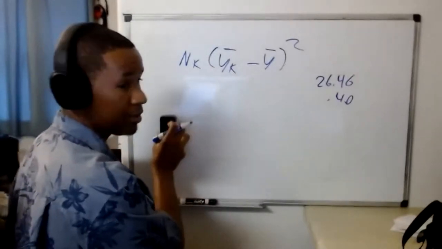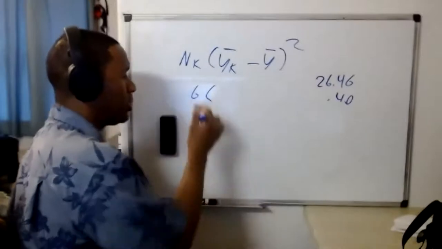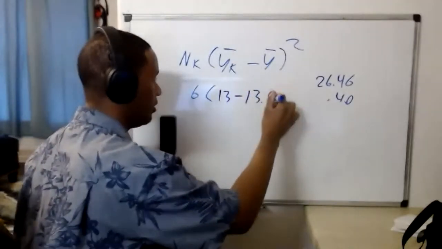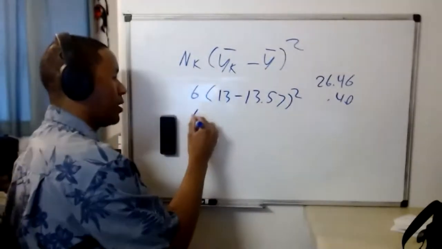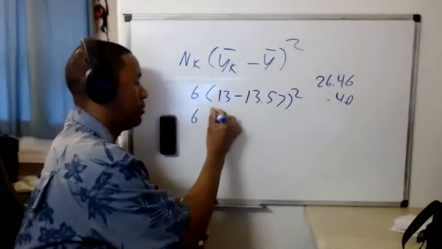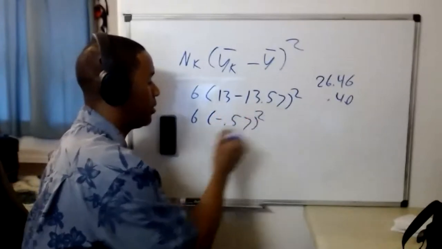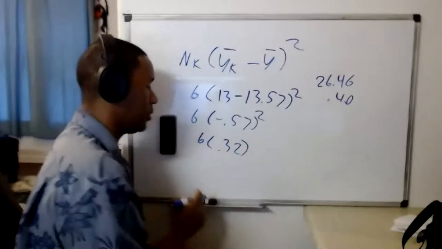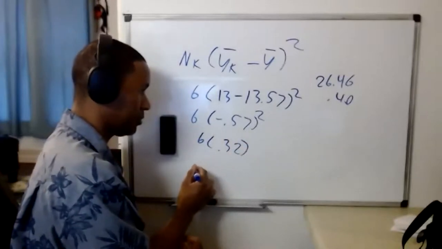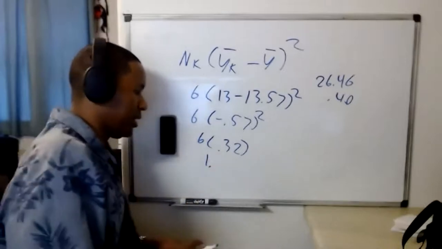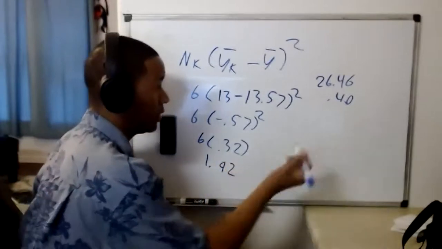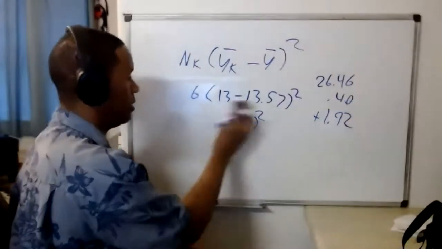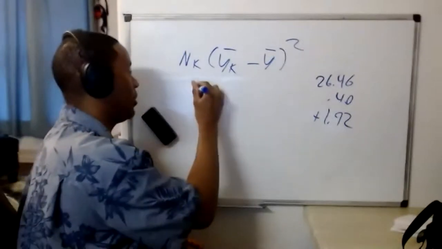For white females, the N was 6. What was the mean for white females? 13. 13 minus the same overall mean, which is 13.57. Square that up. So 13 minus 13.57 gives us what? -0.57. We square that up and we get what? 0.32. Okay, so we do 6 times 0.32 and we get what? 1.92.